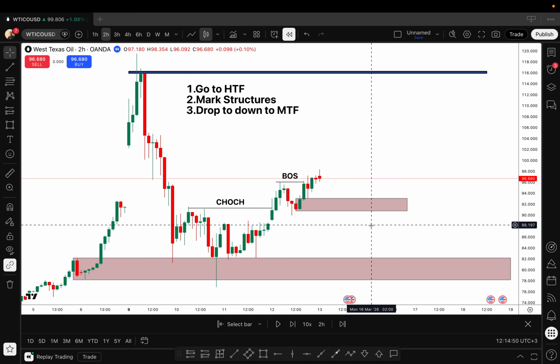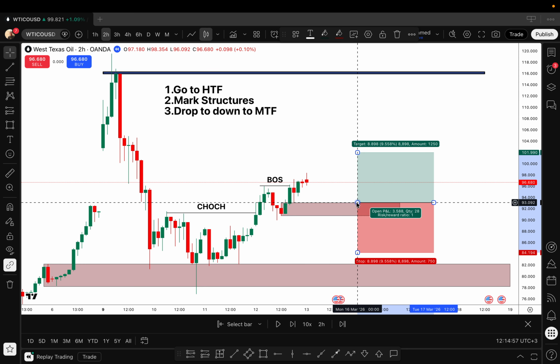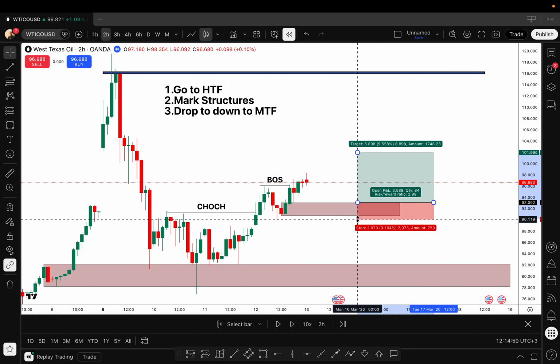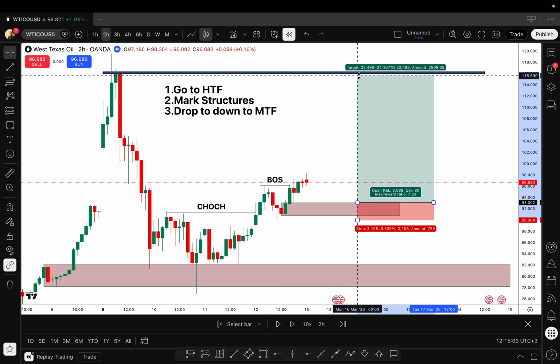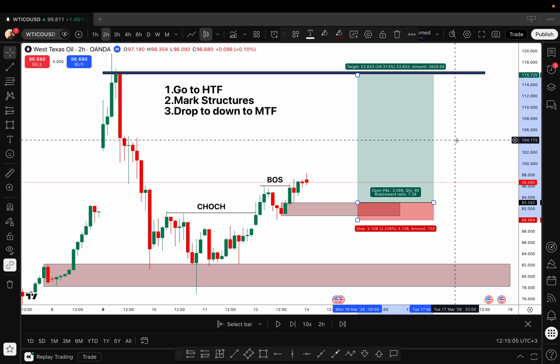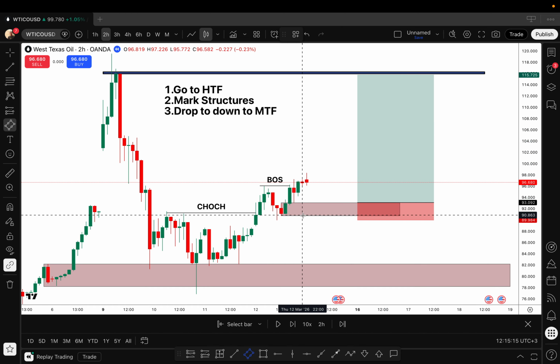So now what do I want to see? I want to see price come to retest this zone and then give me the entries, and then we go to the upside. So my TP is supposed to be here. I want you to look at the risk to reward, guys. 1:7. That is supposed to be my TP.